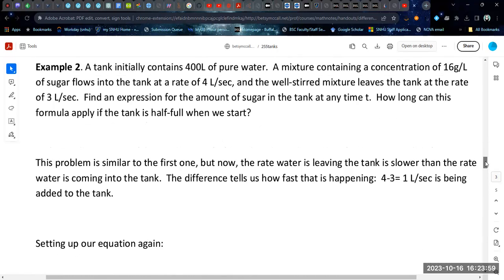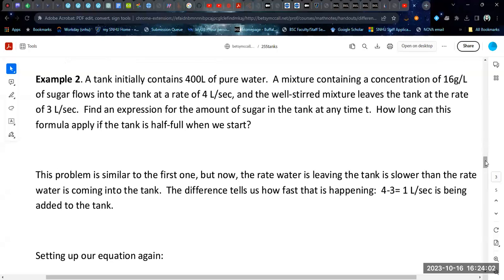All right, so let's look at the second example. Now, the second example is going to be very similar, except that the flow rate as the mixture leaves the tank is going to be different than the amount of flow coming in. So we've got 400 liters of pure water. The mixture of concentration is coming in at 16 grams per liter. The rate flows in at 4 liters per second. So this is exactly the same as the previous problem. But now the well-stirred mixture is leaving the tank at only 3 liters per second. So we want to redo the previous problem, but now with this one change.